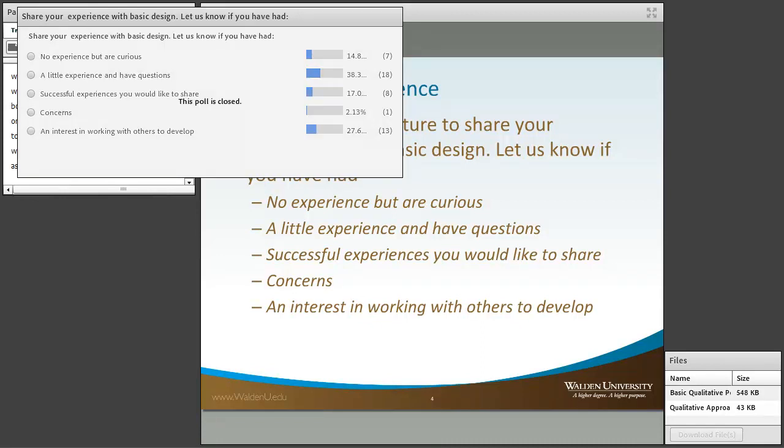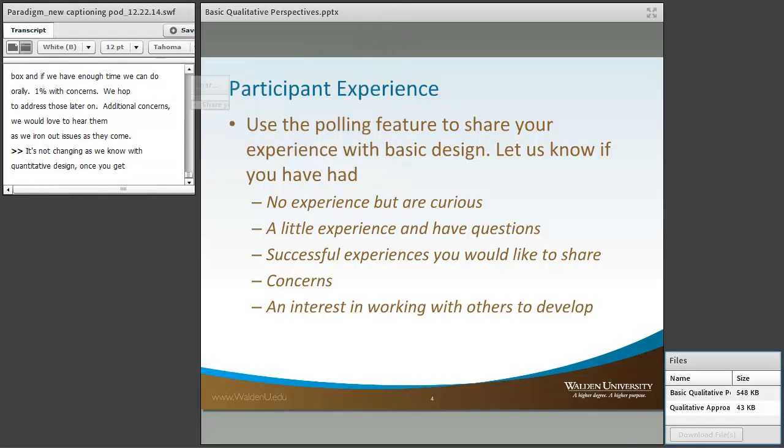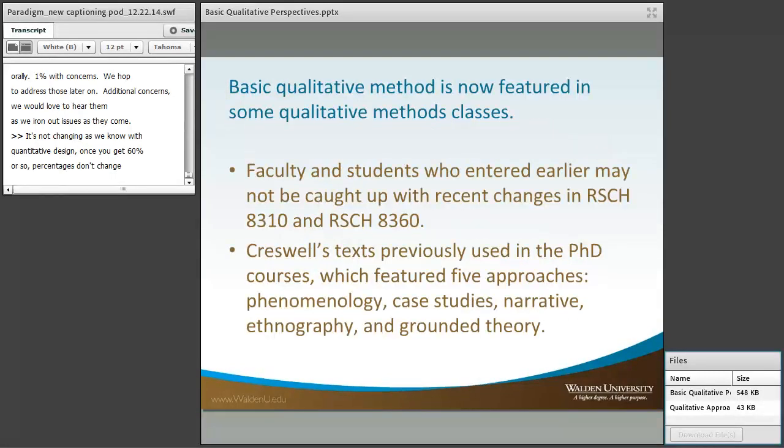Okay, Lori, that's good enough. It's not changing. As we know with quantitative design, once you get 60 people or so, the percentages don't change that much. So I'm willing to go ahead.